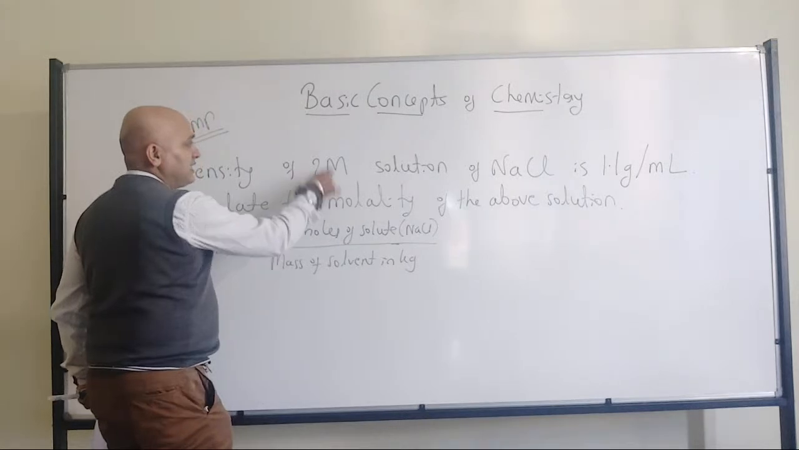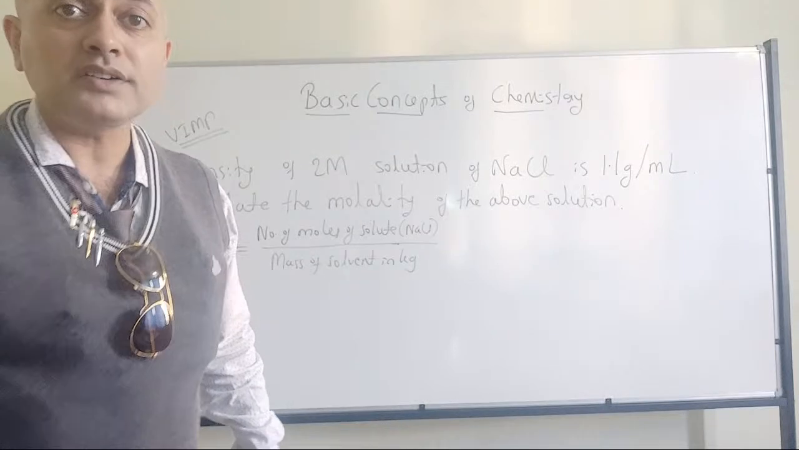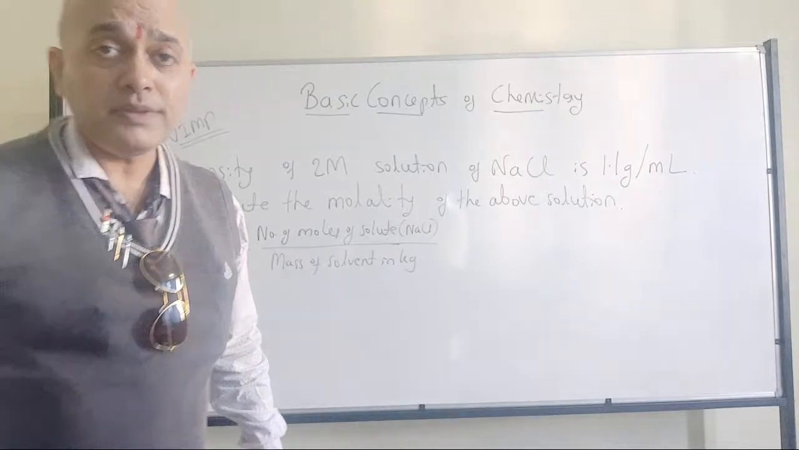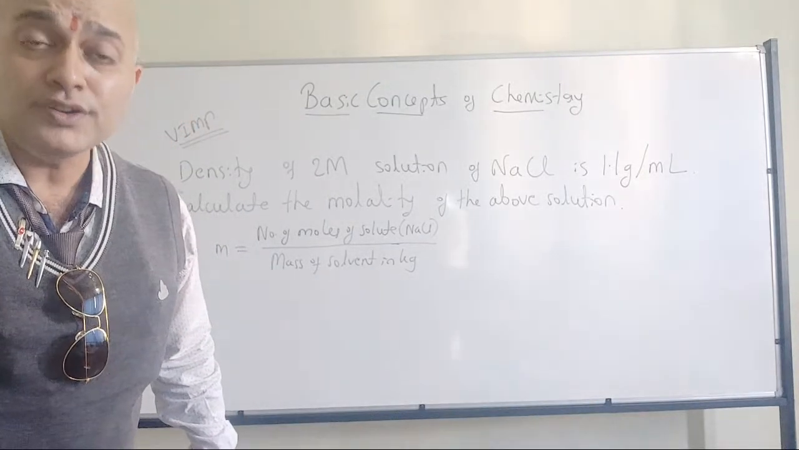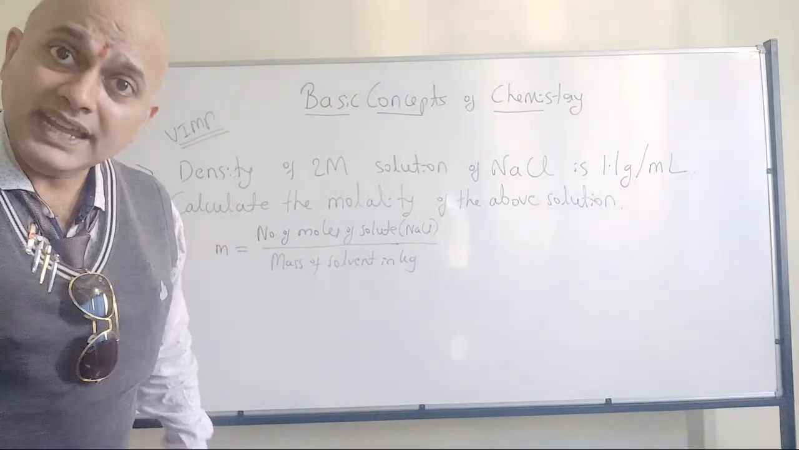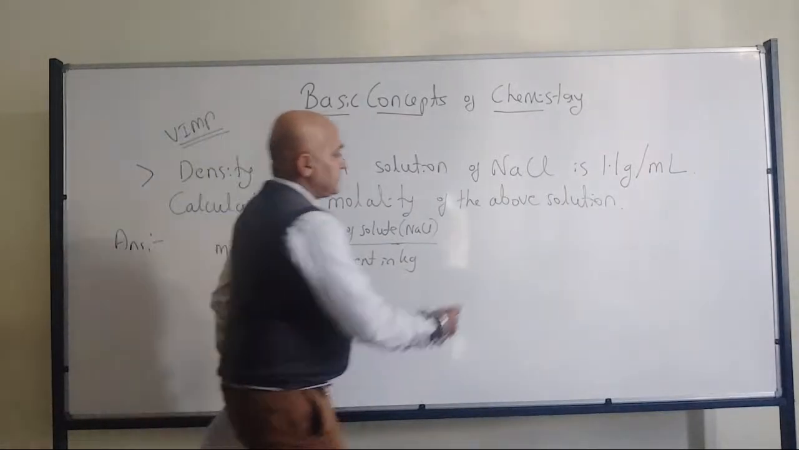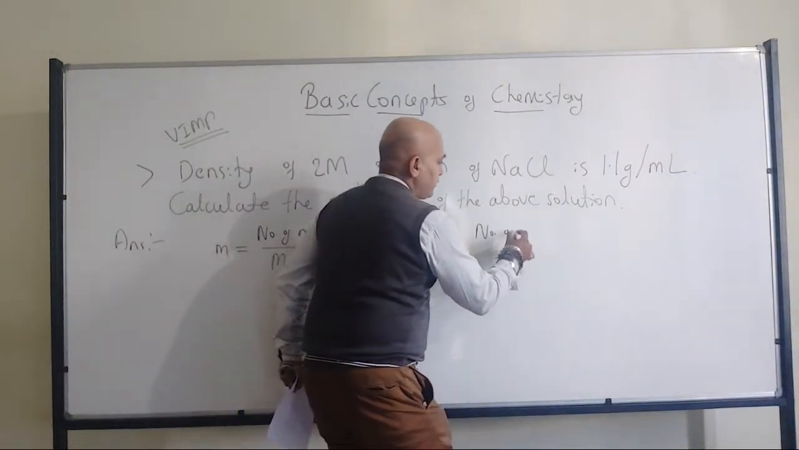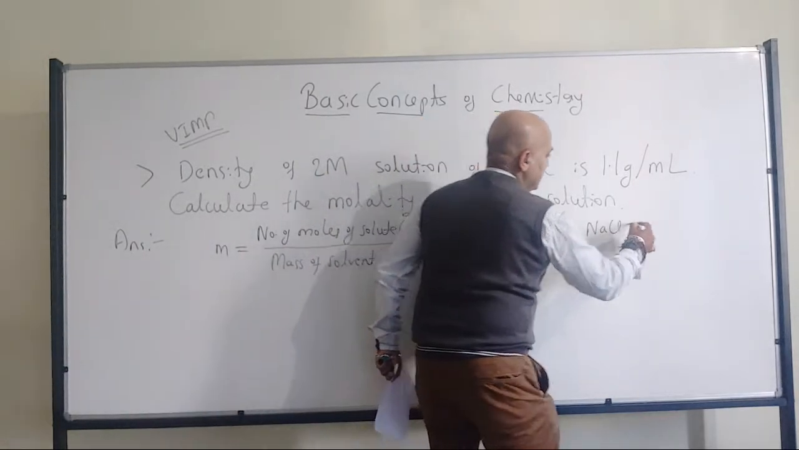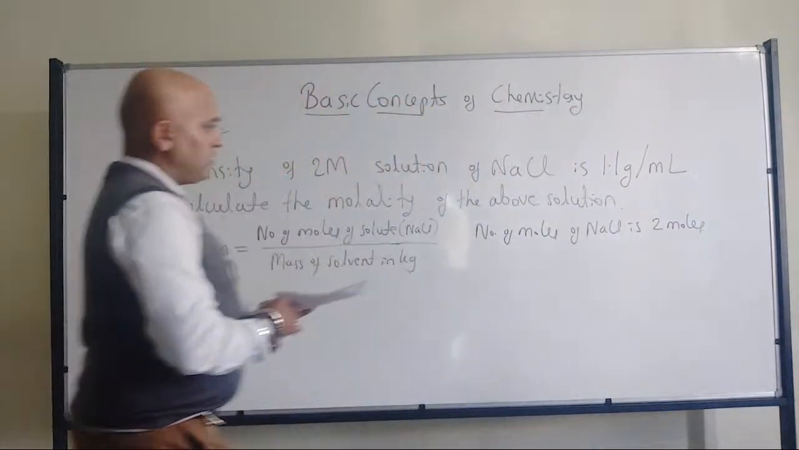Already it is given here. 2 molar solution. 2 molar solution means what? 2 moles of solute divided by 1 liter of solution. So already the number of moles is given. Therefore, the number of moles of NaCl is 2 moles. Already it is given.